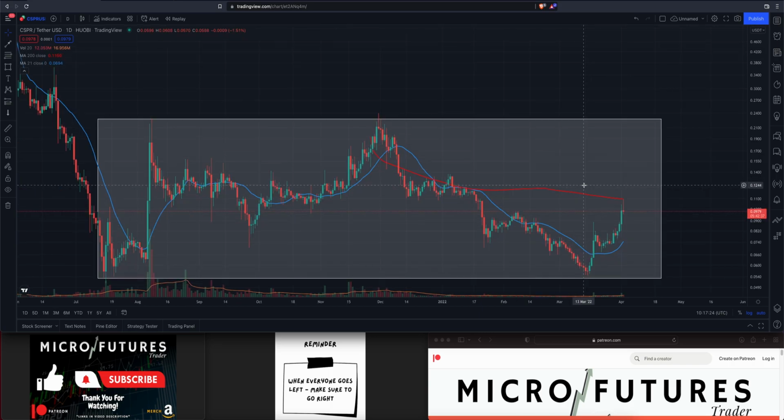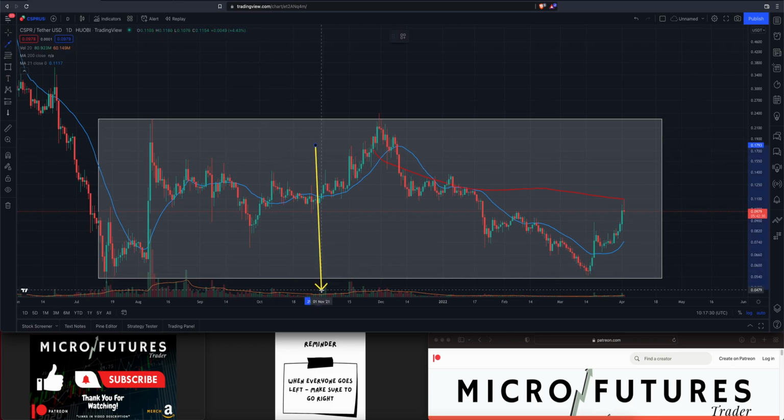Wanted to share one more thing with you guys over here on my screen. Let me throw an arrow right down below here. I have like a sticky note, and it says, when everyone goes left, make sure to go right. So when the crowd goes left, make sure to go right. What does that mean? Why do I mention that?